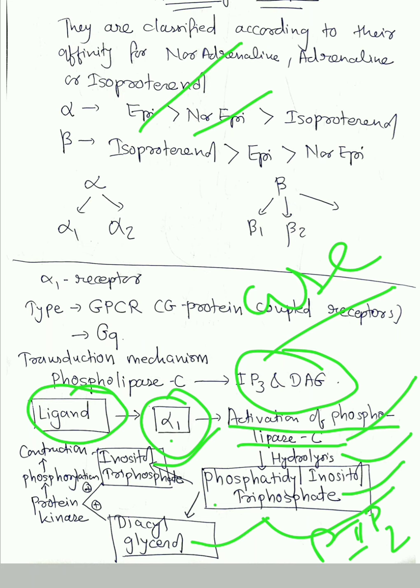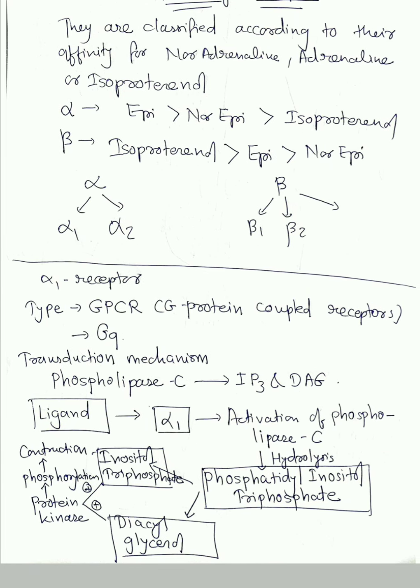These two, plus sign means stimulation, will stimulate the enzyme protein kinase, which then again, kinase enzyme always does phosphorylation. So here kinase enzyme is activated, so means phosphorylation of the cell, which will lead to contraction in general. Okay, I have tried to make it as simple as possible, so please try to remember this way only.